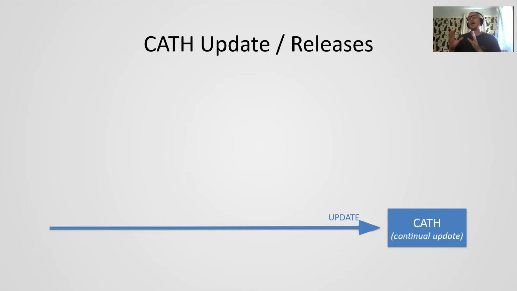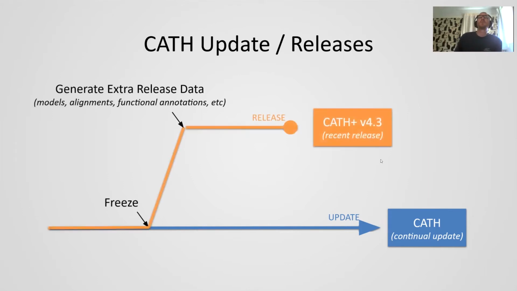So we provide up-to-date annotations for everything in the form of daily snapshots of what the very latest amount of data is. But we also provide these extra releases, these CATH Plus releases, where we freeze the data at a particular point in time, and then we add lots of extra data on top of that release. And this is where we put a lot of our own research into this data. So this is like generating three-dimensional models, generating alignments, functional annotations, and so on. So I'll talk about some of that extra data that we add into a CATH Plus release. But it's useful to know that both of these exist.